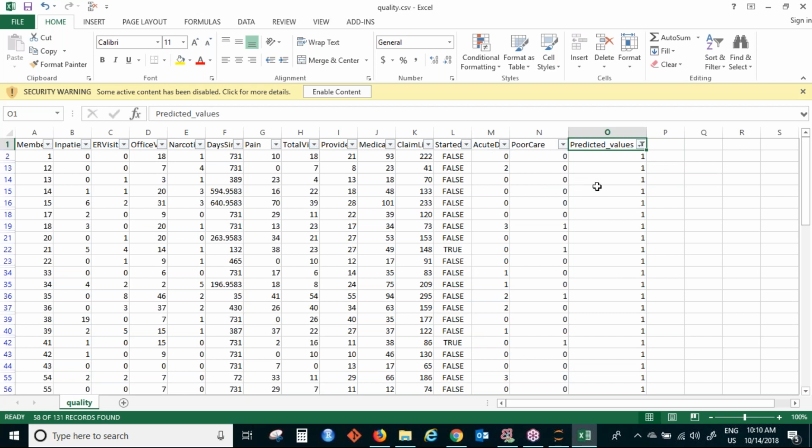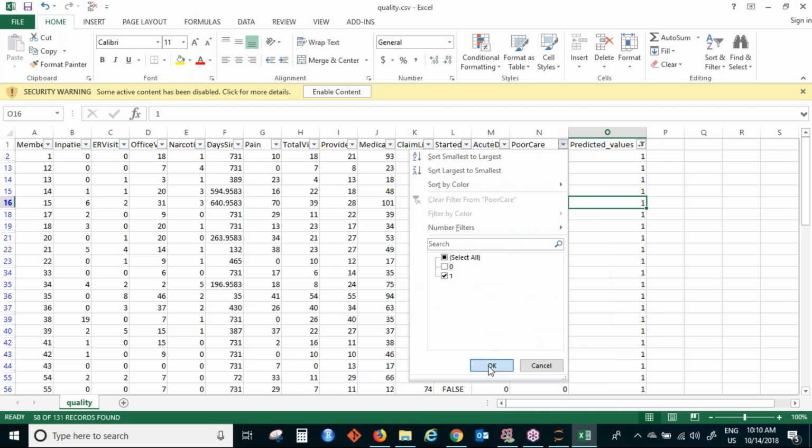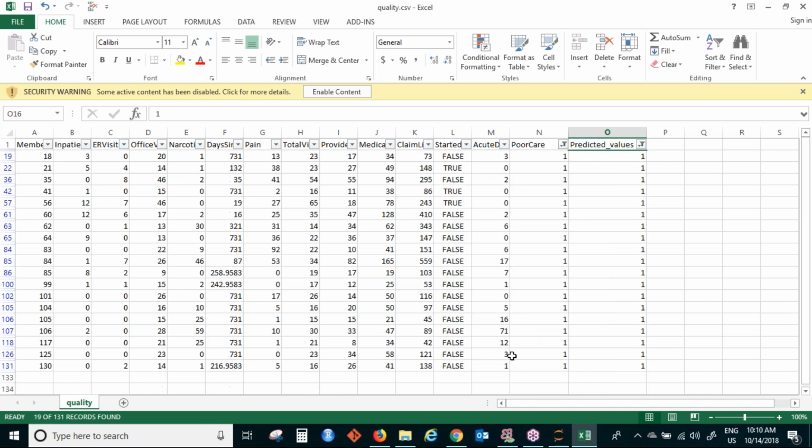Now here I will count how many are actual ones. This is my actual value. I will just count how many are actual ones. So I'll apply another filter here, and now I will get a count. The count is 19. That means my true positive is 19. I'll note it down. That's it. This is how we do it.